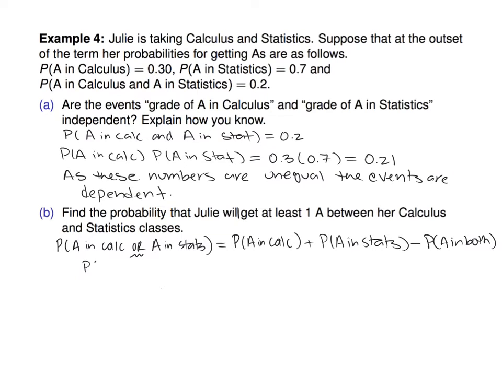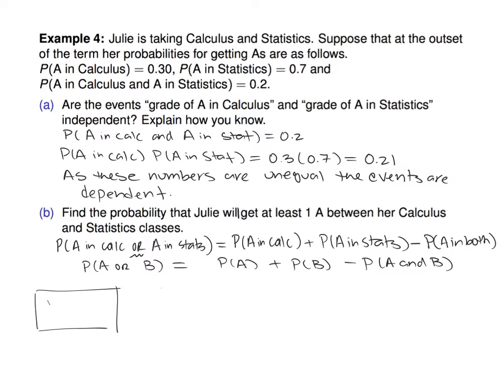This is the rule: P of A or B equals P of A plus P of B minus P of A and B. And the way to think about it is this little diagram. Over here's event A, over here's event B. When you count the probability of an A in calculus, that's all this stuff. And when you do the A in stats, that's all this stuff. And you see you got this middle overlapping bit, you got that twice. And that's why you have to take it away.